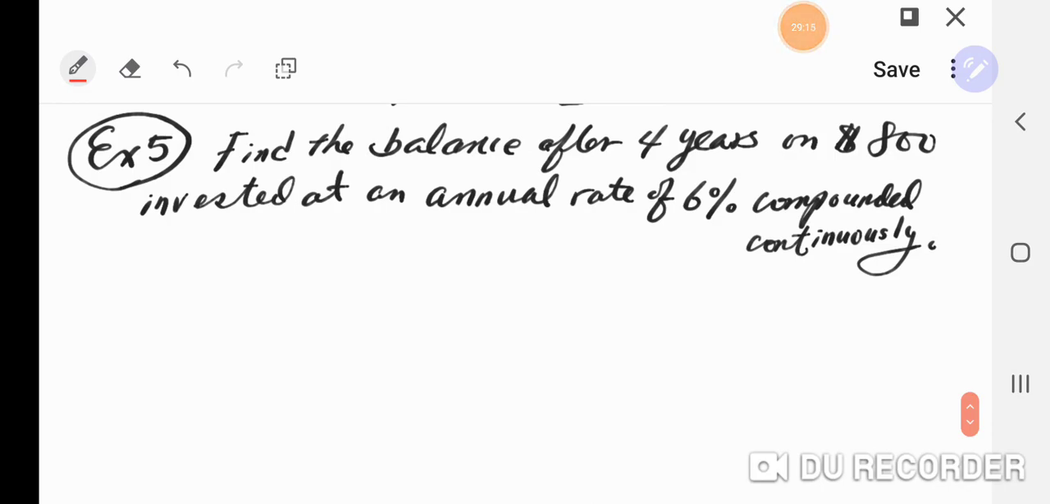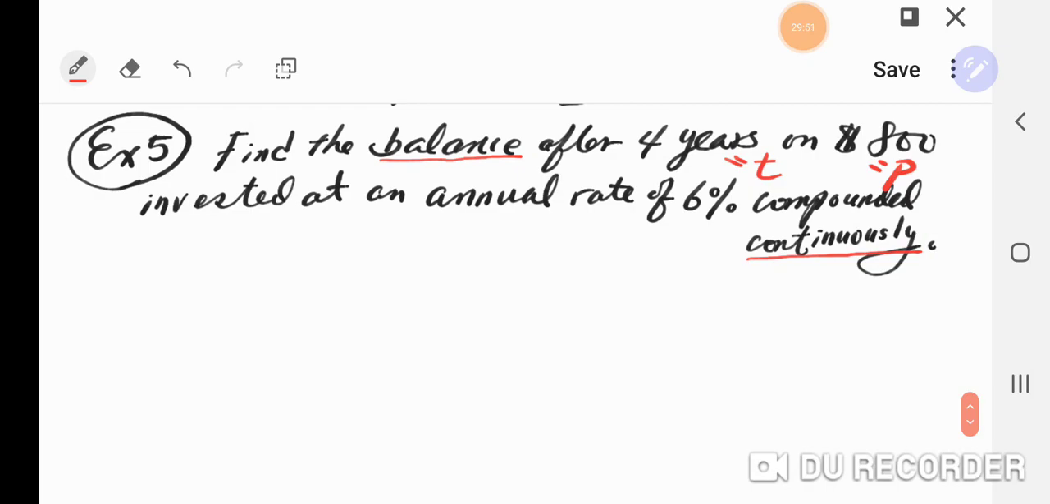Example 5: we will find the balance after t years on $800 invested at an annual rate of 6% compounded continuously. This one says compounded continuously, and we want to find the balance. That means we will find the amount after 4 years. So the t value will be 4. And $800 is the initial amount, the principal, so $800 will be the value of P.